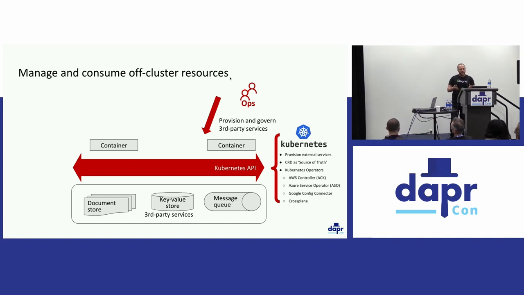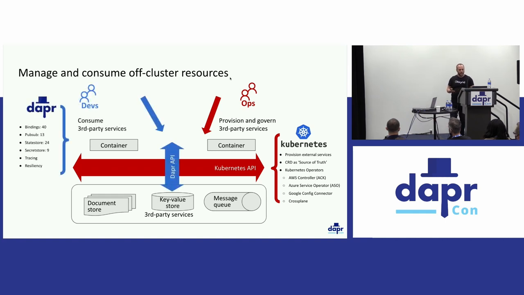But I would say this is only, again, half of the story. It allows operations teams to manage external resources, but how can developers then use those resources? And this is where, again, I think Dapr comes in. With Dapr bindings and the other APIs such as pub/sub, state store, and secret store, you can connect to these external resources and consume them from your application. And you can do that in a consistent way.